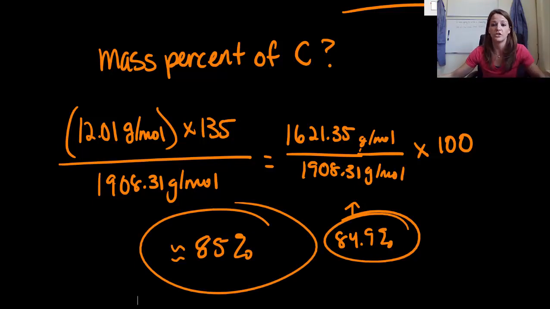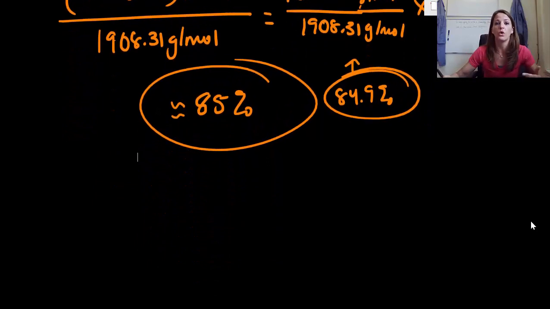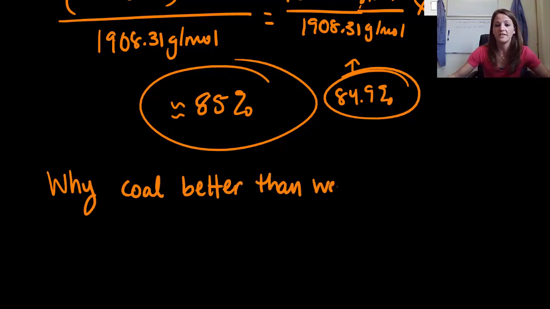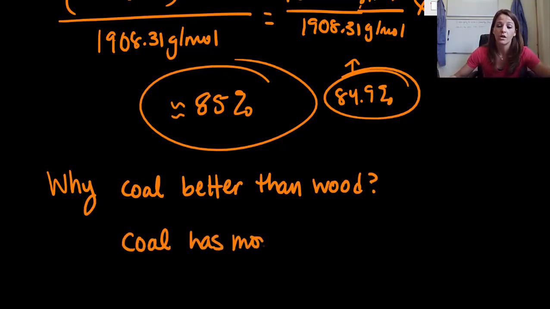So here is the question. Why do we use coal more than wood? So why is coal better than wood? And it essentially comes down to two things. The heat evolved from the coal is significantly larger than the wood. But why? Why does this happen? Coal has more carbon than wood.